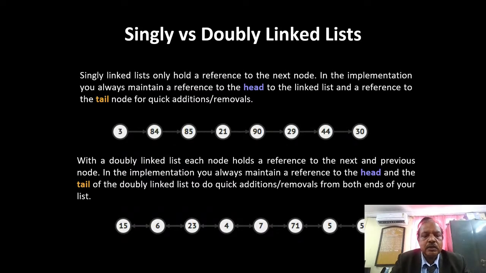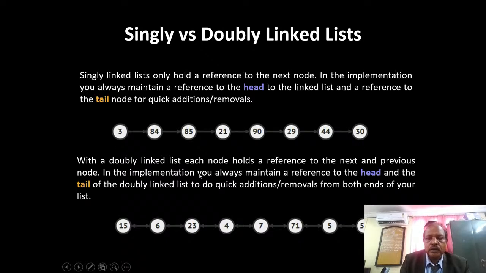Now, let us see the difference between the singly and the doubly linked list. In the singly linked list, what we see, it only holds a reference to the next node. That means from 3 to 84, only one link is there. You cannot come back to 3. From 84 to 85, 85 to, you see one arrow is only in one direction, it is going. And the reference is to the head. The starting is the head, and the last one is the tail, like that.